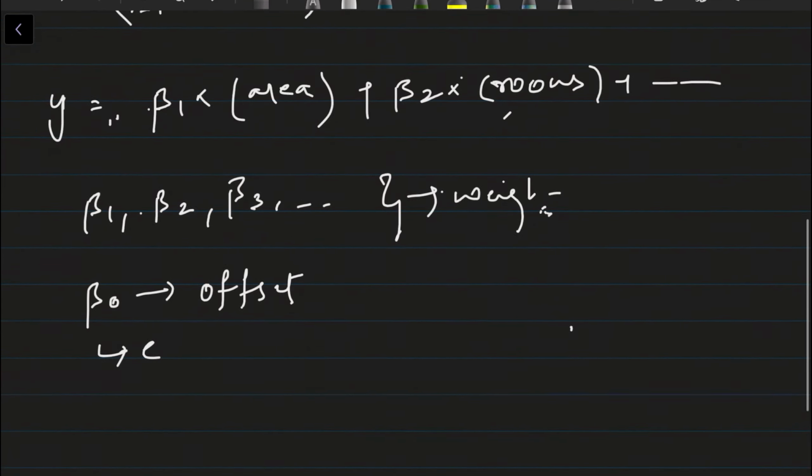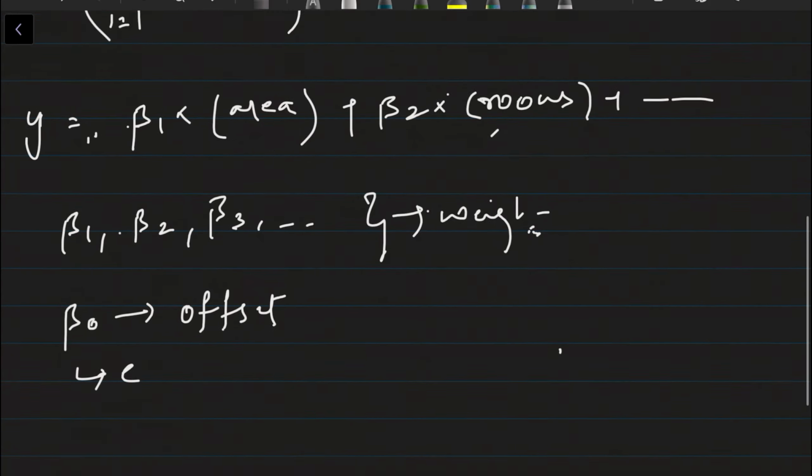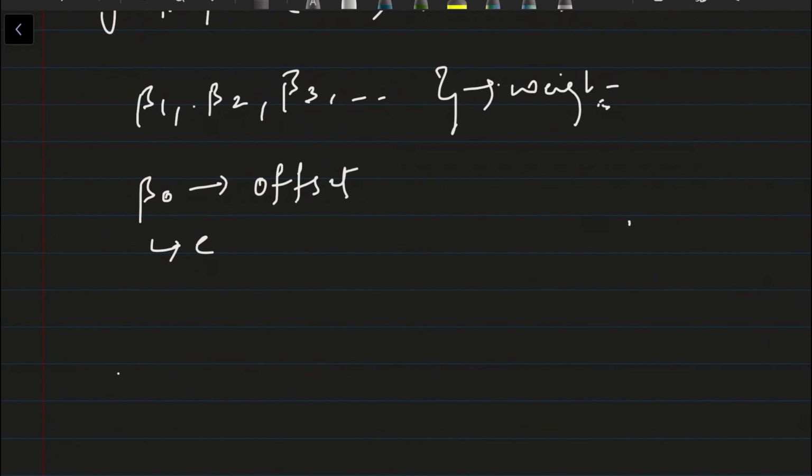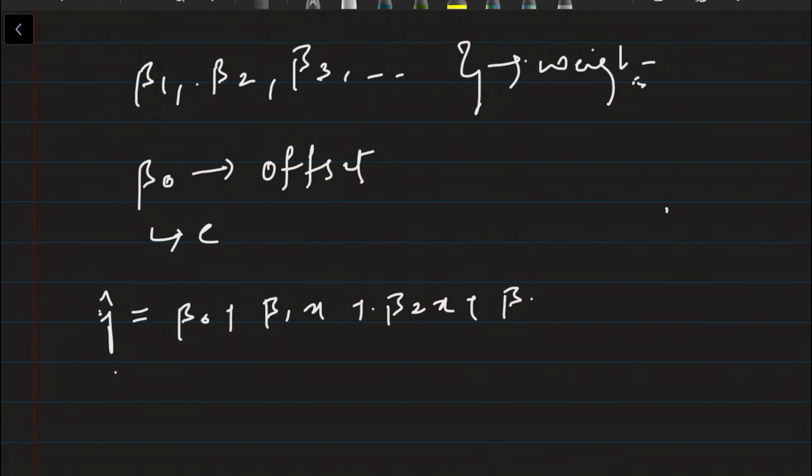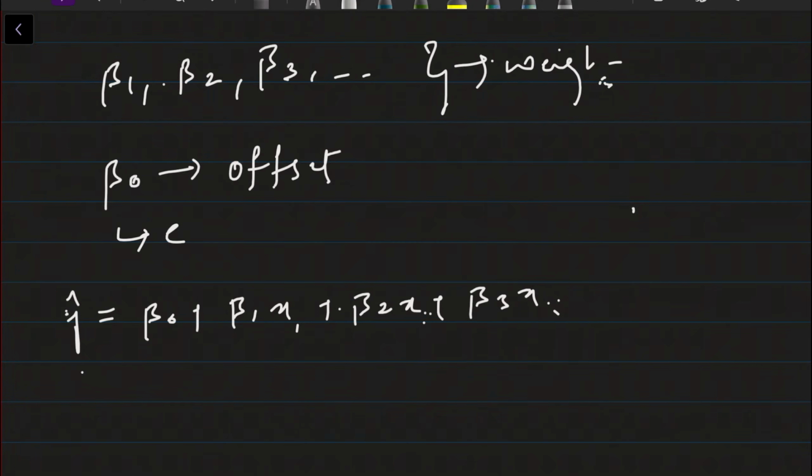So this is the formula. We can write it as y cap equal to beta naught plus beta 1 x1 plus beta 2 x2 plus beta 3 x3, and so on. Y cap means only one plane.